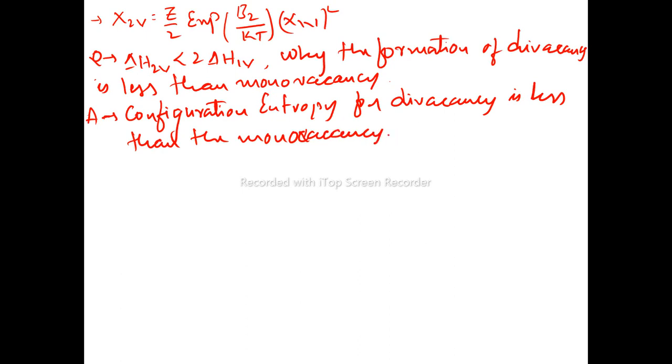So due to this, di-vacancies are forming, but di-vacancies are very rare. In a mono vacancy, only one single atom is substituting everywhere. But in a di-vacancy, a pair of atoms has to be replaced with a pair of vacancies, which is very difficult. That is, the configuration is less as compared to that of the mono vacancy.